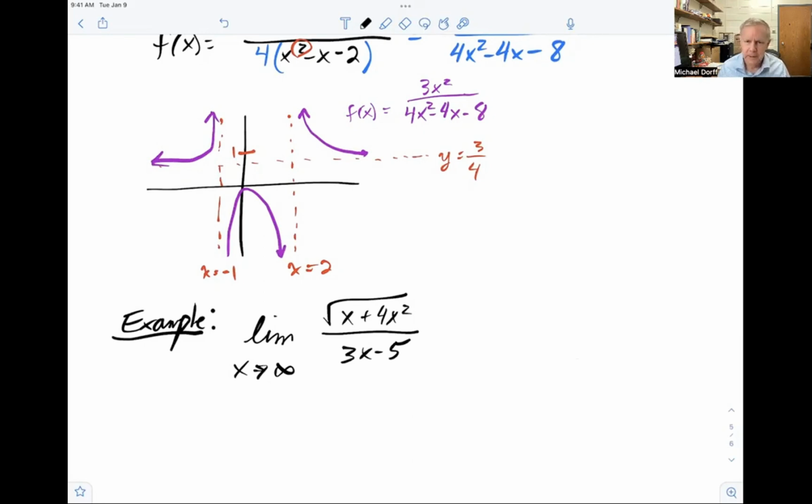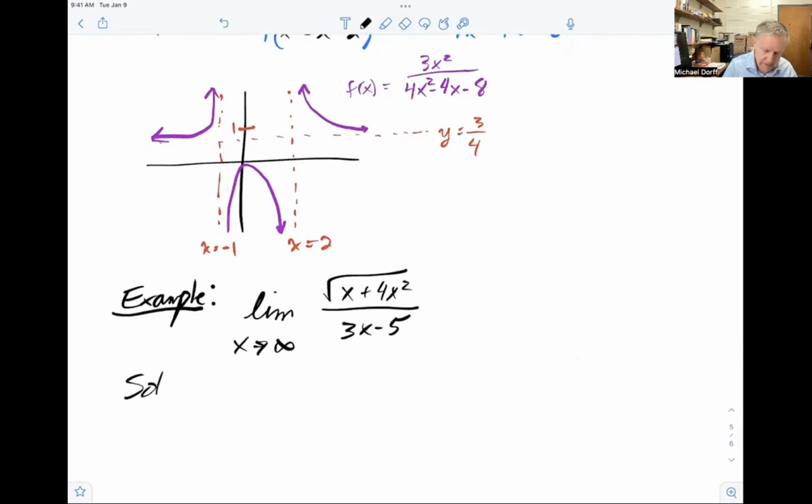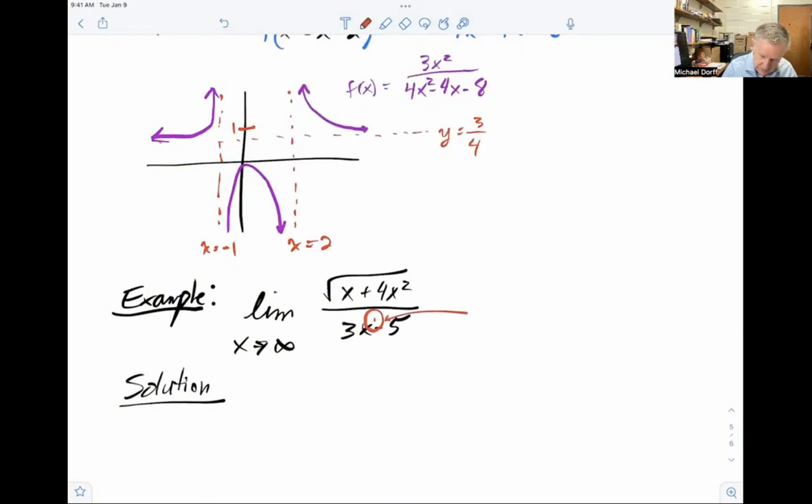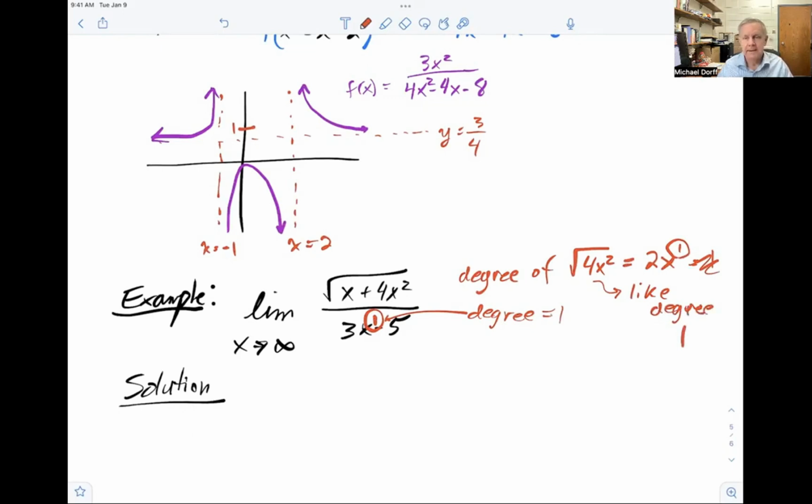Well, it's hard to tell you what the degree is, but I could tell you what the degree acts like. So on the bottom, the degree is 1, right? Because there's a 1 here, so that's degree equals 1. In the top, you might say, well, I have degree 2, but that 2 is under a square root. So it's really like a 2 times 1/2, which is like a 1. So the degree of the square root of 4x squared is a 2x, and that looks like degree 1. So in essence, this acts like it has the same degree on the top and the bottom.